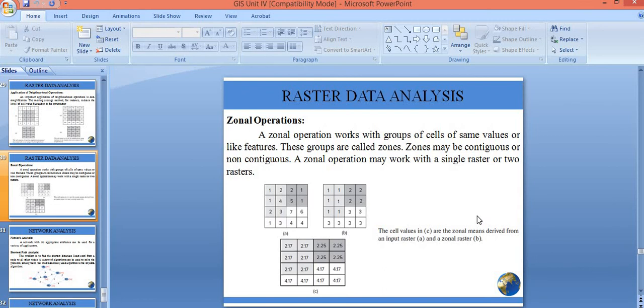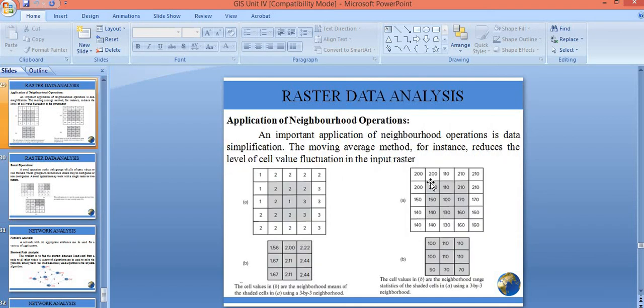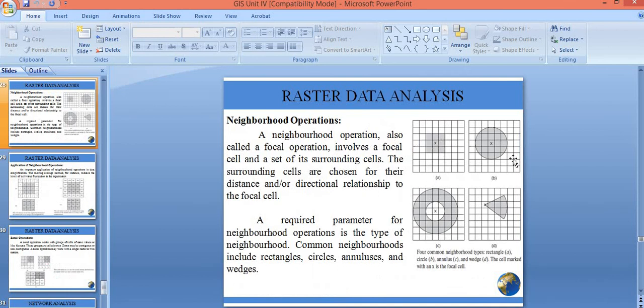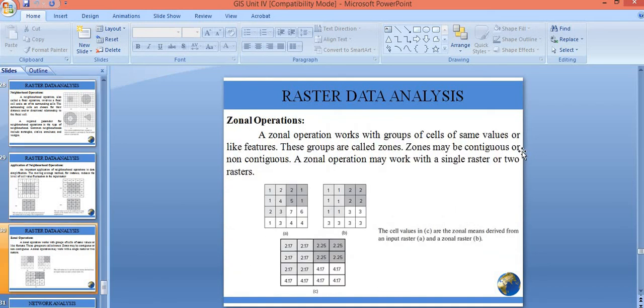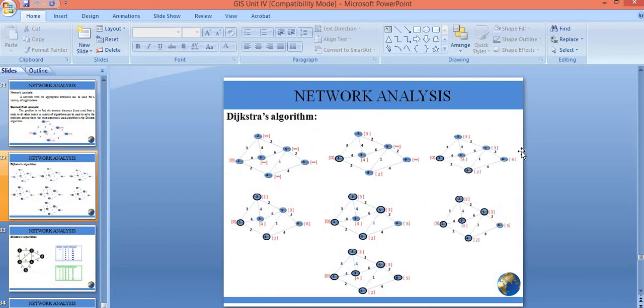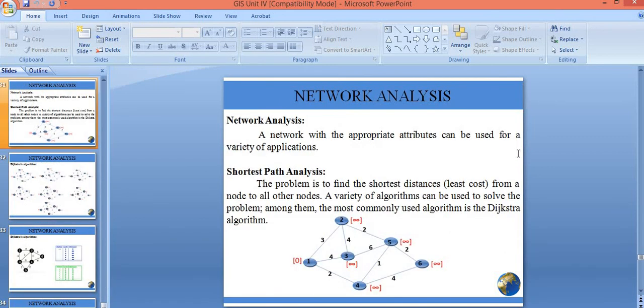And lastly your zonal operation. Zonal means the pattern in which you are referring to the nearby cells. When you refer to those nearby cells, it will not be of a regular pattern. Here it is of a regular pattern, right? But when you go for zonal, it will not be of a regular pattern. Is it okay, students? And the last topic is network analysis.